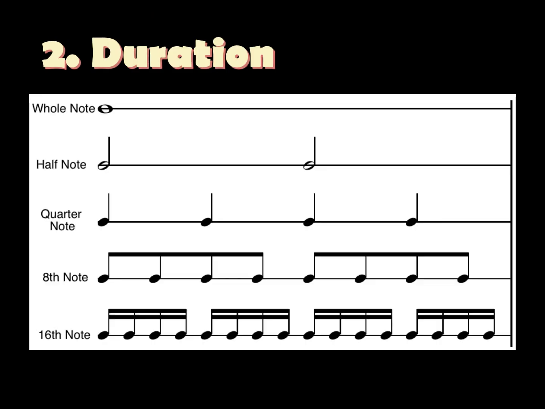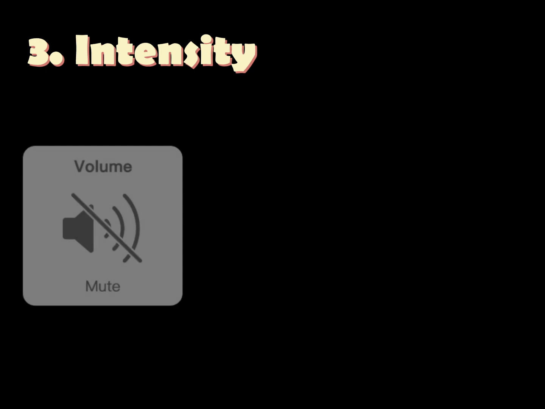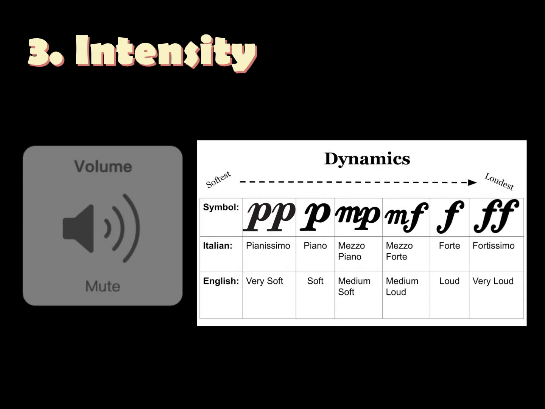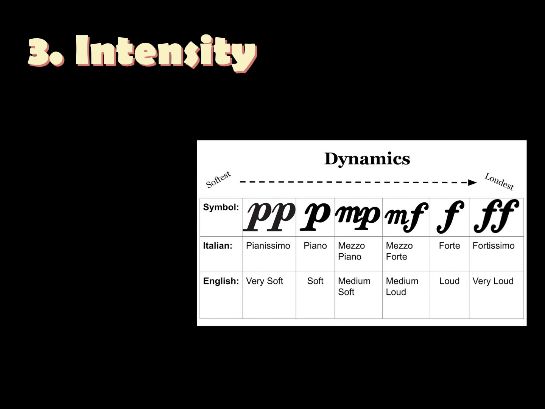Two, duration refers to the length of time that a tone lasts, how long and how short the tone is, and the basis of rhythm. Three, intensity refers to the softness or loudness of tonal music, also known as dynamics. Four, tonality refers to the characteristic tone quality that enables you to identify one tone from another tone.